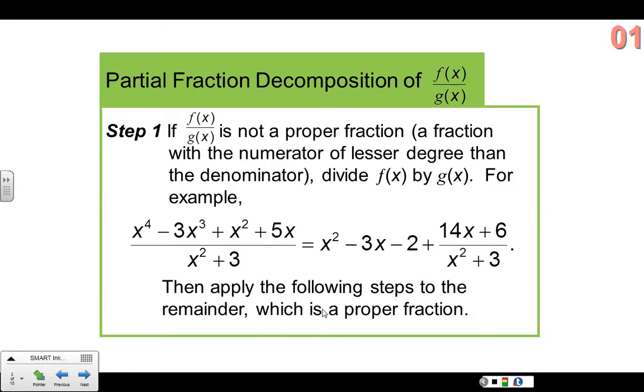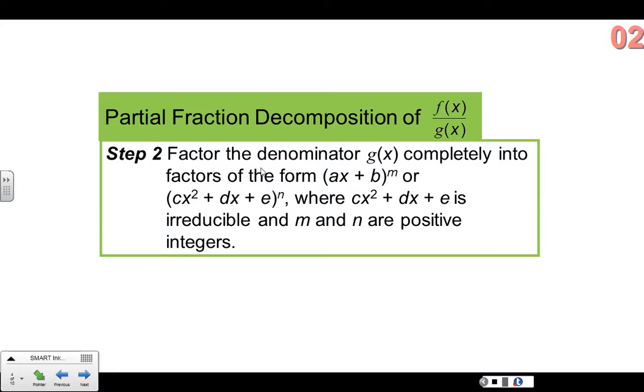Then apply the following steps to the remainder, which is a proper fraction. Now remember, a proper fraction is one whose numerator is of lesser degree than the denominator. Factor the denominator g of x completely into factors of the form ax plus b to the power of m, or quadratic forms that are irreducible, and m and n are all positive integers.